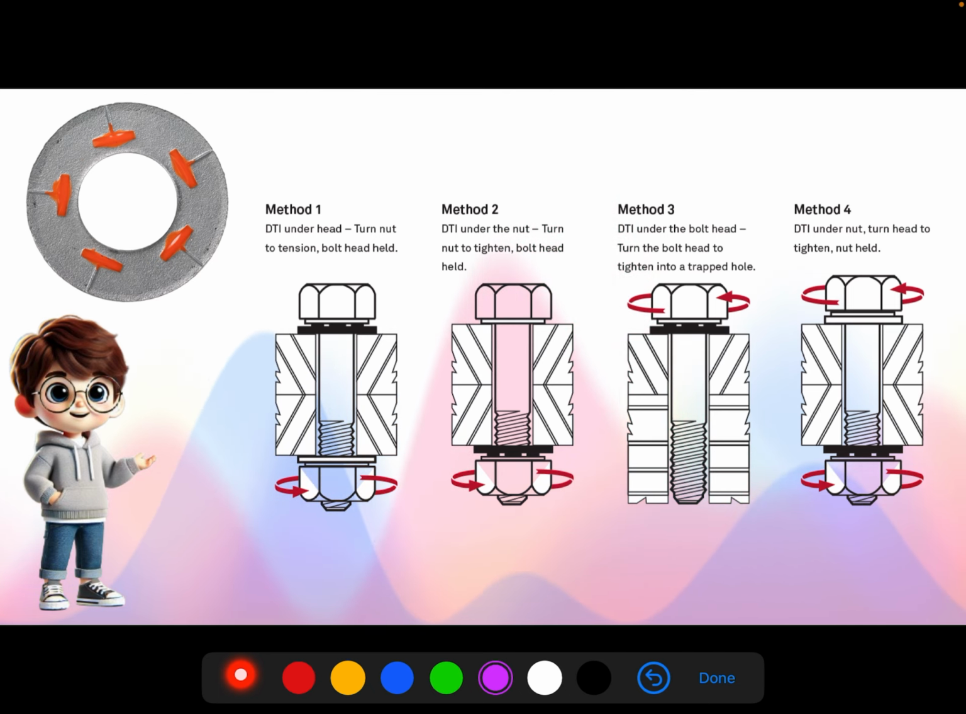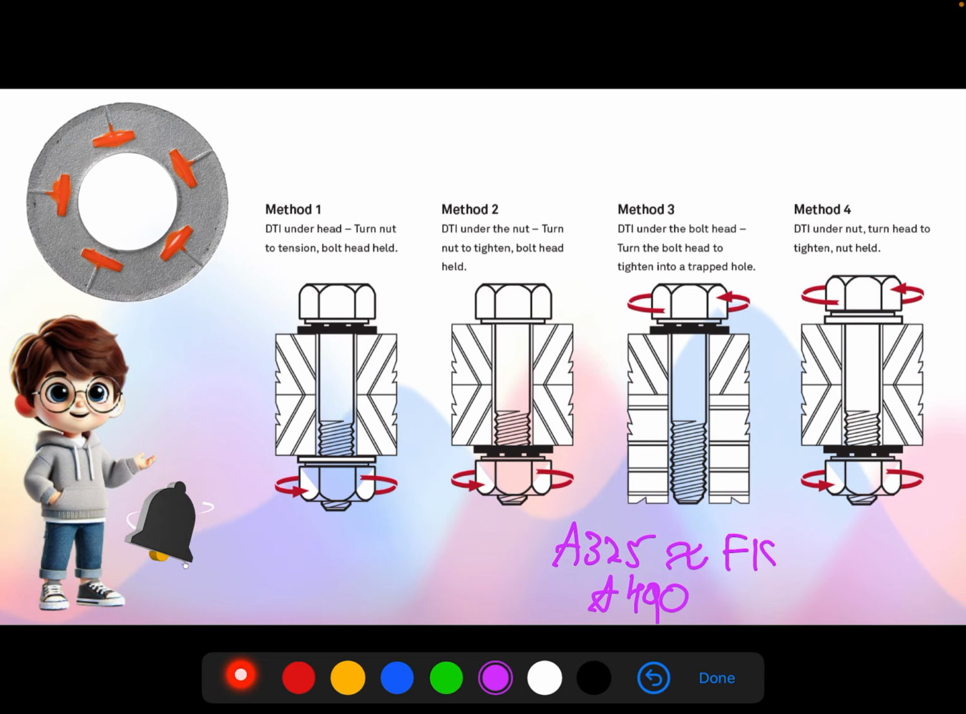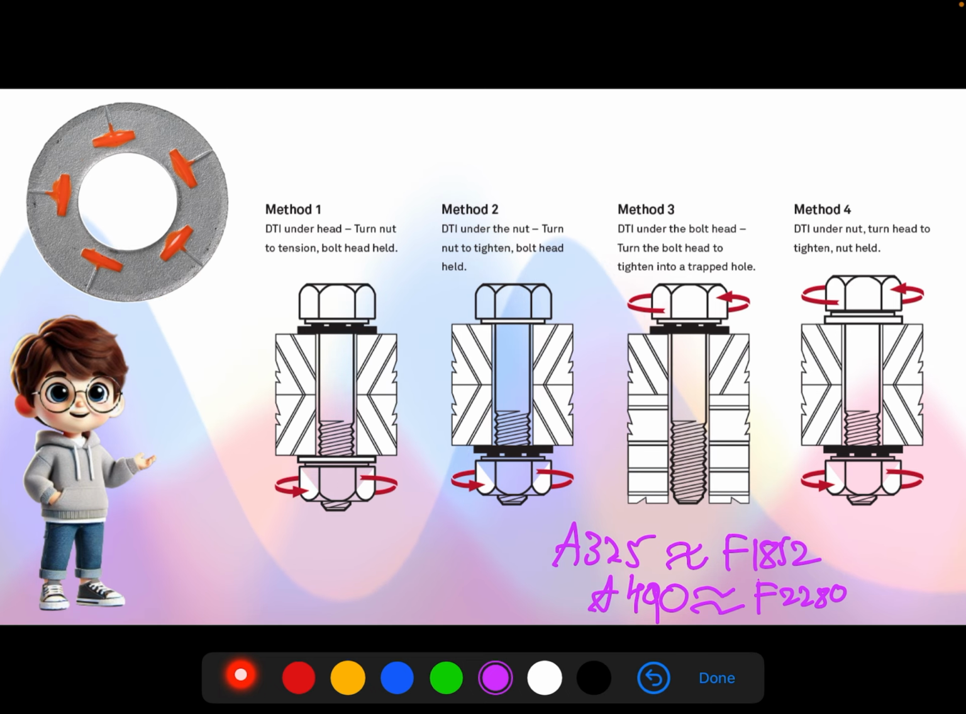And one more thing is, we have discussed that bolt grades are A325 and A490, right? And F1852 is equivalent to A325 and F2280 is equivalent to A490. This A490 will not be available as galvanized bolt. Only A325 will be available as galvanized bolt.